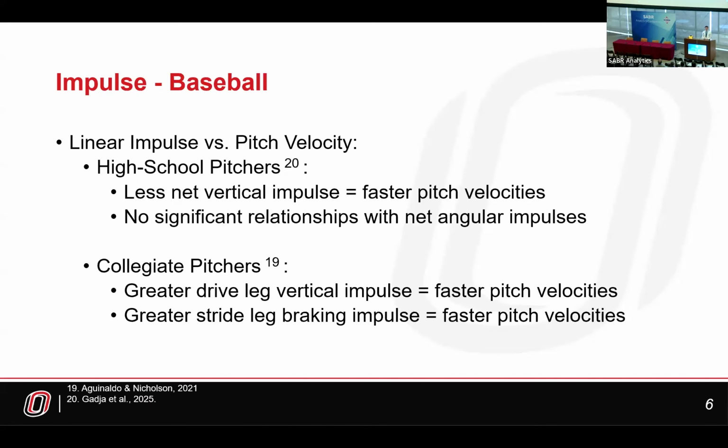Looking back at this slide, we see that in high school pitchers, less net vertical impulse led to faster pitch velocities, but greater drive leg vertical impulse in collegiate pitchers led to faster pitch velocities. So there's some confusion there, not sure what's going on.